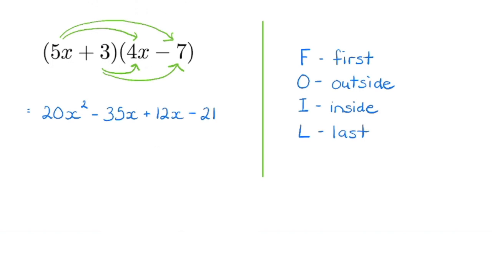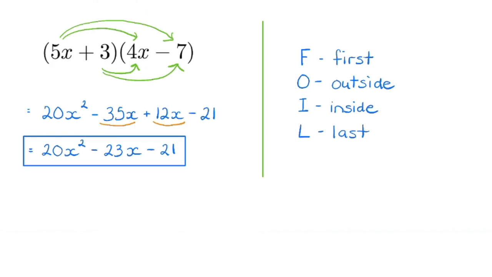And then you can go ahead and combine any like terms. So in this case, we have a negative 35x plus a 12x. Combine those together and we get that negative 23x for that x term. There is no like term to go with the x squared. There is no like term to go with the constant term. So when we have 2 terms times 2 terms, we FOIL them out to make sure that every term gets multiplied by every other term.